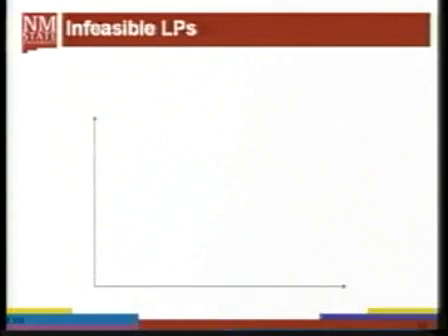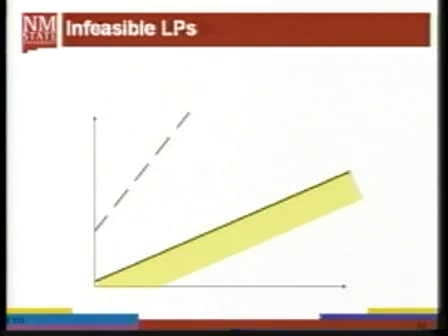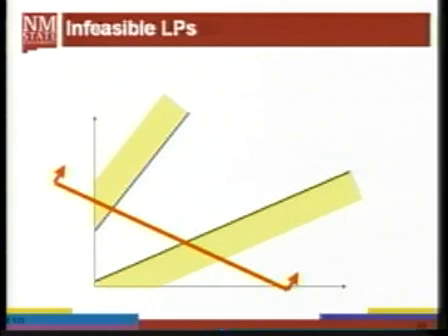And this shows a general case of infeasible linear programming problems. Because there is no feasible region which simultaneously satisfies these 2 constraints in this case. So the feasible region is empty, and this results in an infeasible linear programming problem. Okay?